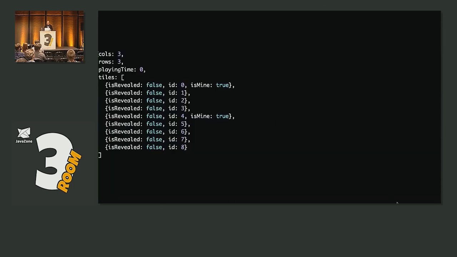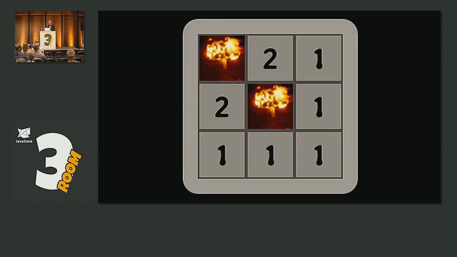So let me show you something. This is basically the data structure we're operating on. Can you see that? Okay. So it has a bunch of mines. There's 9 cells here, and this represents a game that looks like this. 2 mines, and then some counters indicating how many nearby mines and so on.